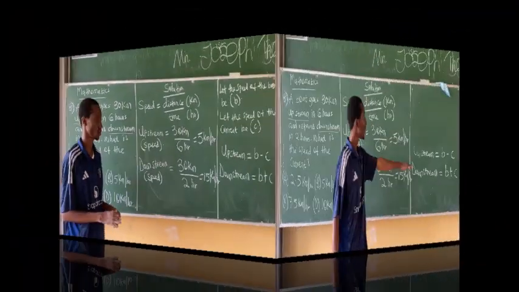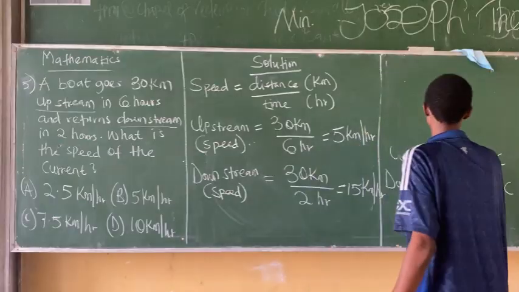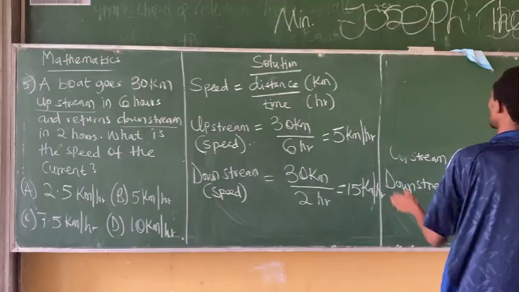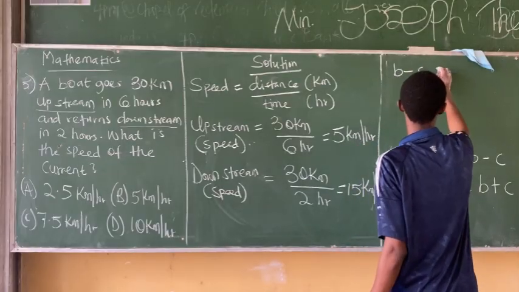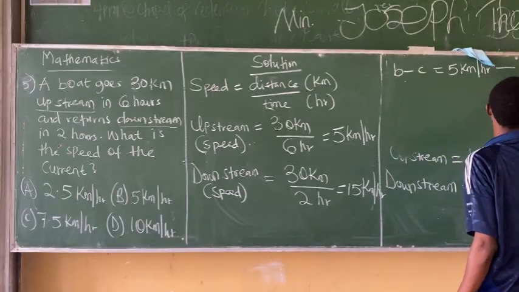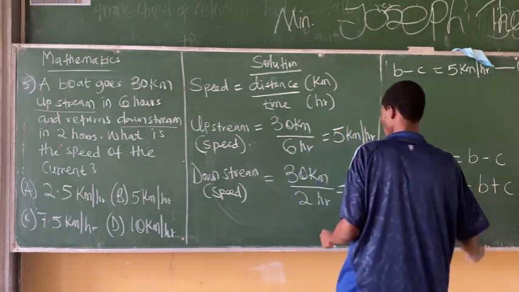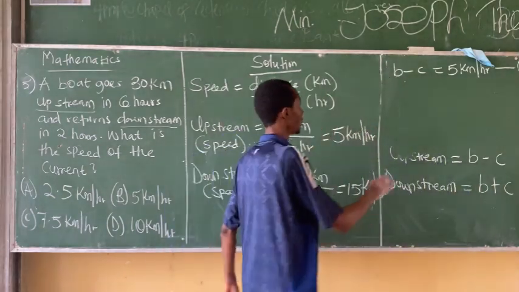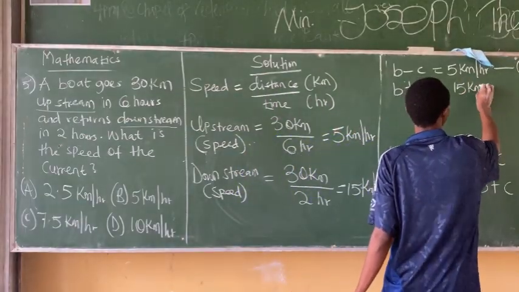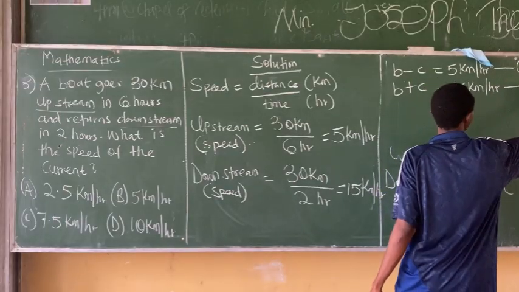Let's make an equation. We have upstream is equal to B minus C, right? This is upstream speed, which we now have the value to be 5 kilometers. So we can say B minus C is equal to 5 kilometers per hour. We call this equation 1. And for the downstream speed, B plus C is equal to 15 kilometers per hour. This is equation 2.